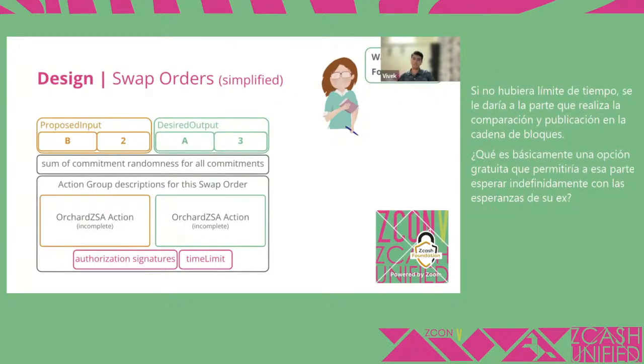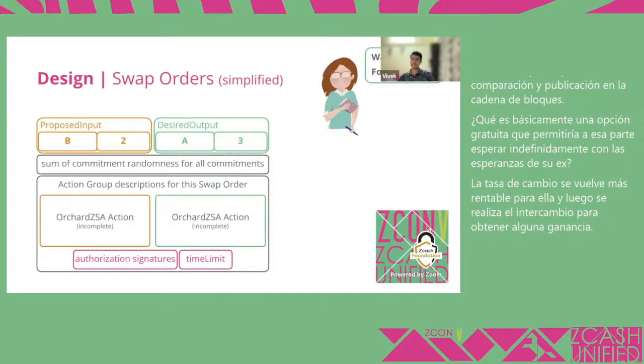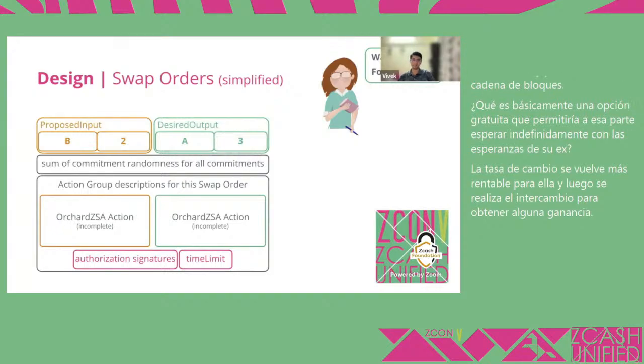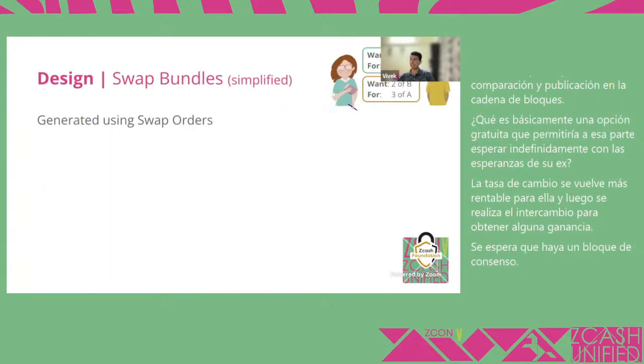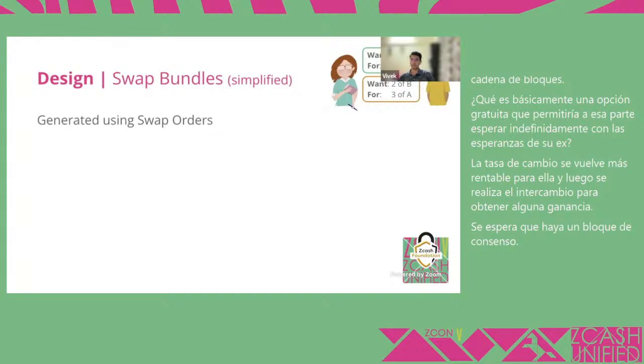Therefore, we have a time limit, which is expected to be a block number. Consensus will reject an action group that has a time limit that has already passed. So yeah, that was the simplified swap order overview.